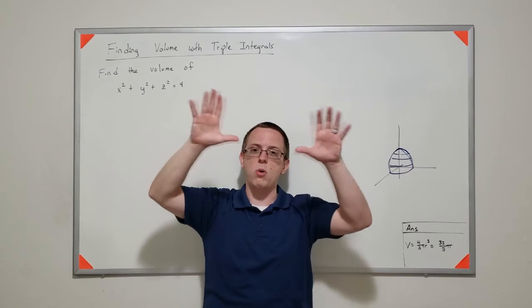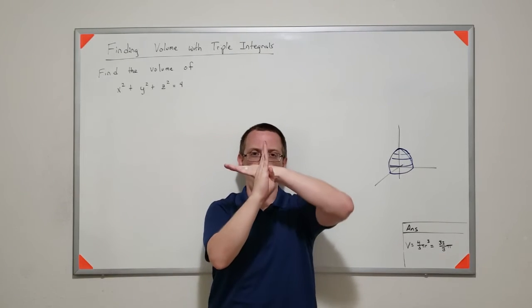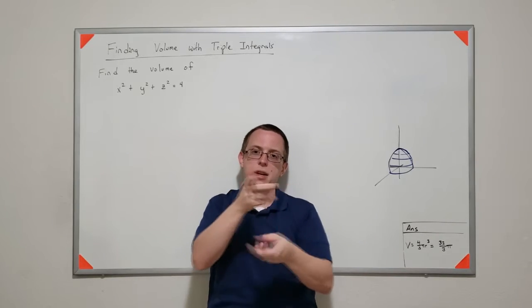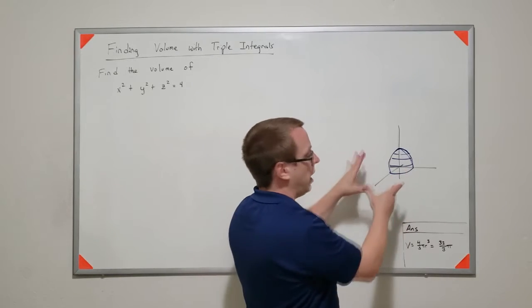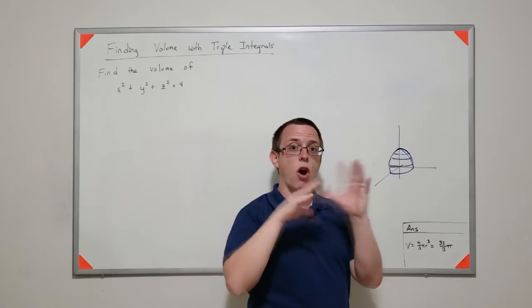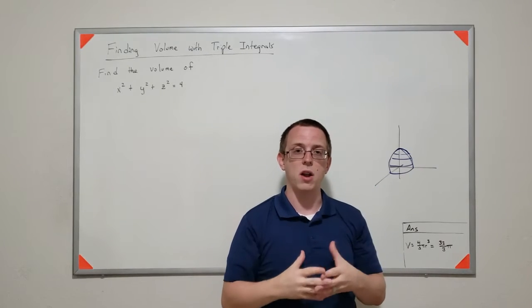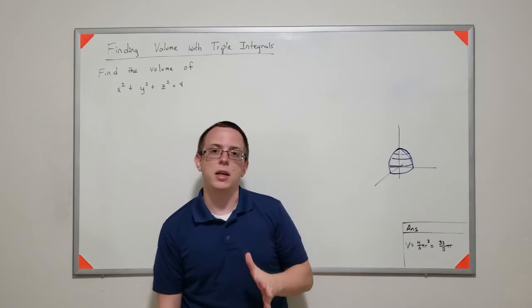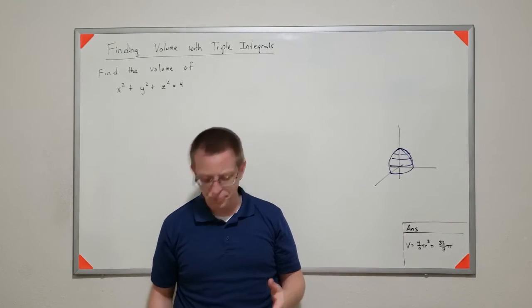Since it's a sphere, we know that in each octant, just like a standard 2D plane has quadrants, in 3D you have octants, where you have 8 different ways that you can slice up the coordinate system. And since a sphere has the same volume in all 8 octants, we can just look at the first octant and then multiply our answer by 8. And that'll save us some time.